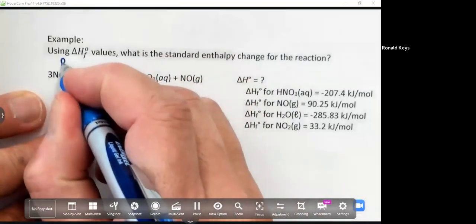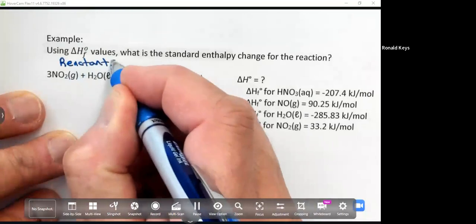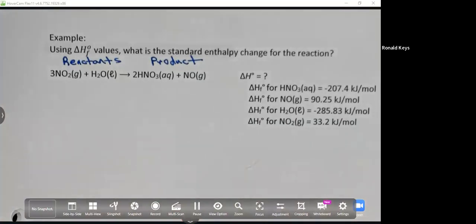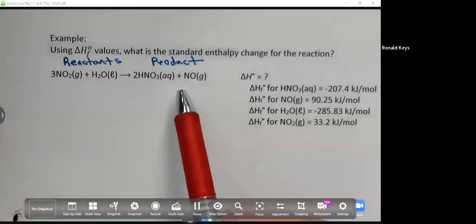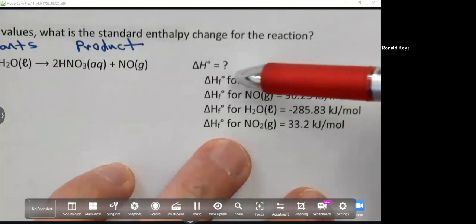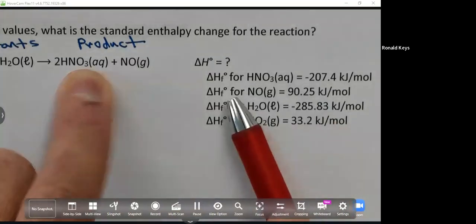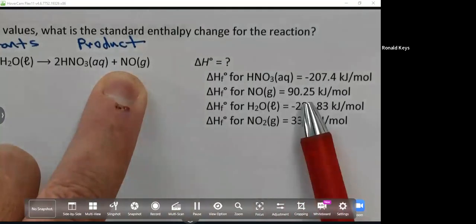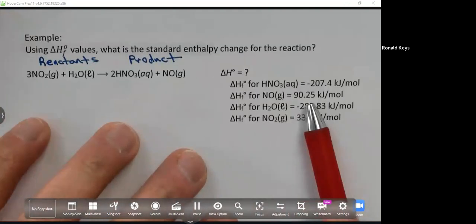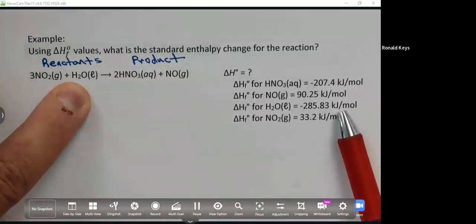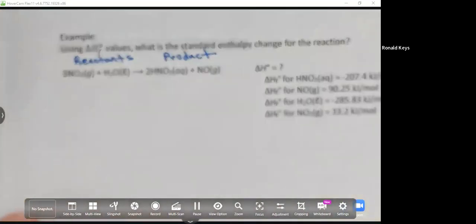First of all, we know that we have reactants on this side and products on this side, right? Now we've got to sum up products minus reactants. Here are our values for everything. To form HNO3 aqueous, negative 207.4 kilojoules per mole. Nitrogen monoxide, gas, 90.25. NO2 gas, 33.2. Water liquid, negative 285.83.